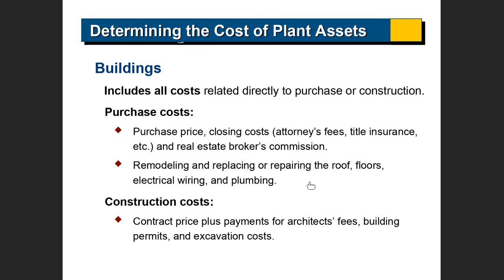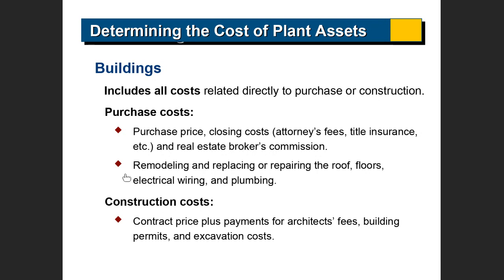remodeling and replacing or repairing the roof, floors, electrical, wiring, and plumbing. When you buy a building, if it is not ready for use, you cannot go in and use it immediately. You need to make some repairs and get it ready. You need to fix maybe the bathrooms or the roofs, or some things are broken. When you initially buy, you need to pay to get some things fixed before you can use it. That is part of the cost of the building.